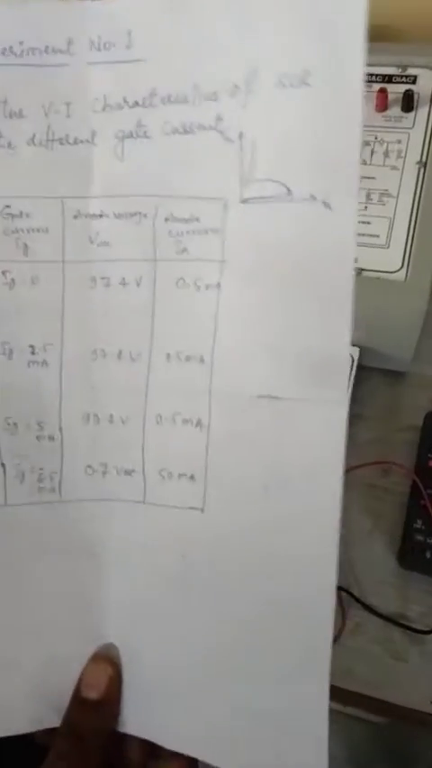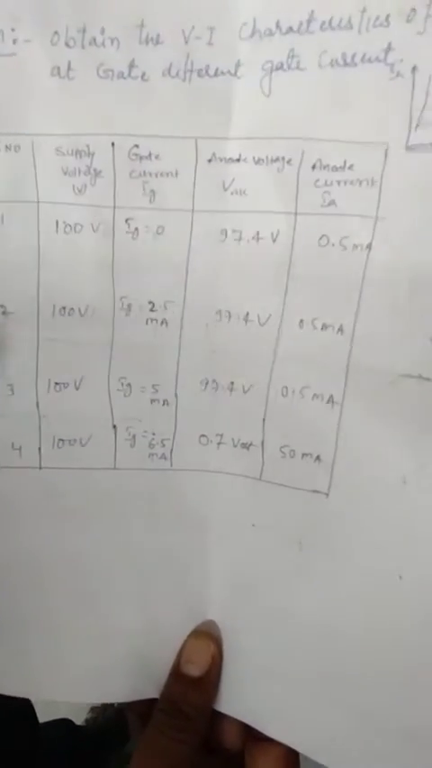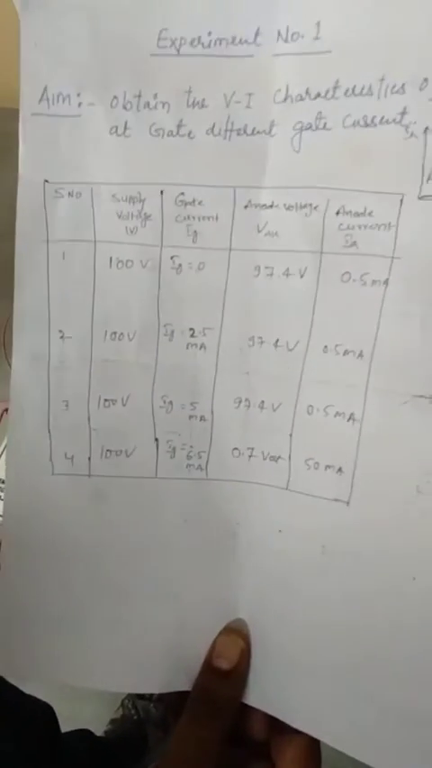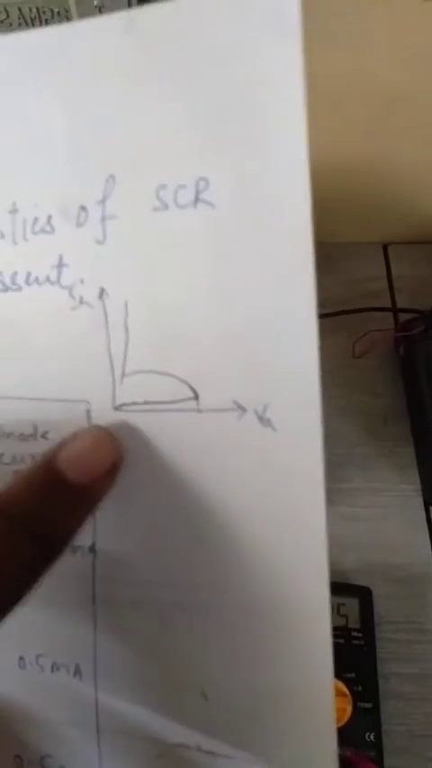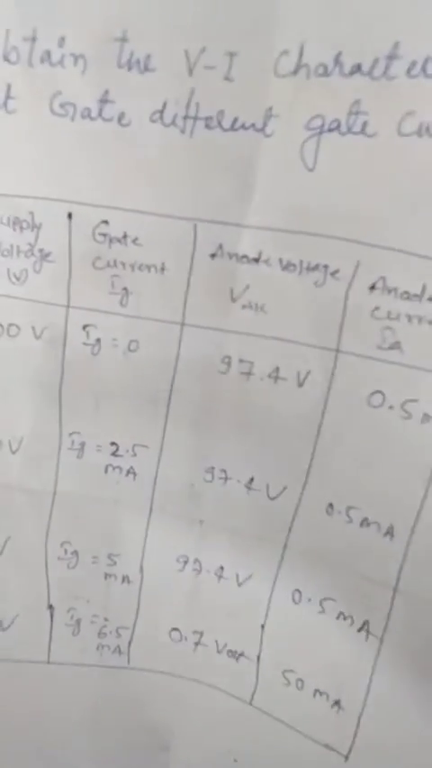Okay, so after the completion of this procedure, we can conclude the readings we have taken during this experiment, and after that you can draw the graph between voltage and current, and the graph looks like this. Okay, so this is the conclusion of the experiment to obtain the VI characteristic of SCR. Okay, thank you.